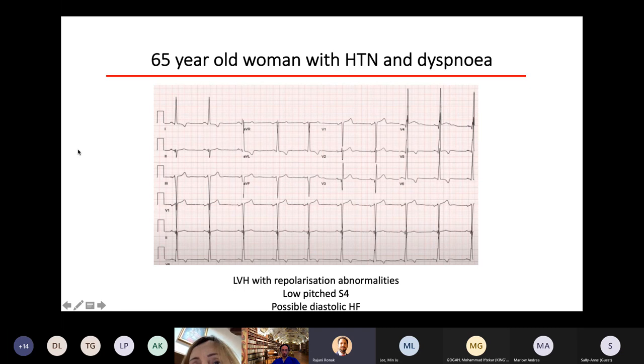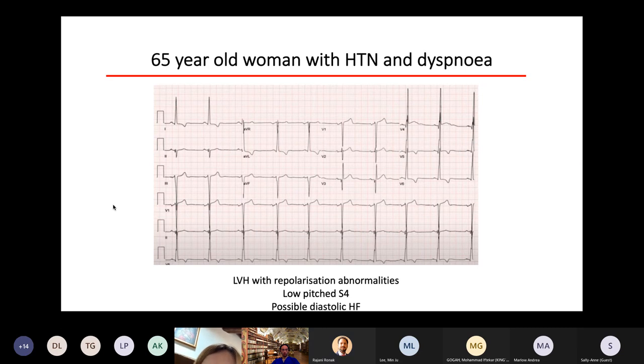We now have a 65-year-old woman who has hypertension and breathlessness. We can see once again a very similar ECG, left ventricular hypertrophy with repolarization abnormalities. A low-pitched S4 is heard, which is atrial contraction. This is possible diastolic heart failure.